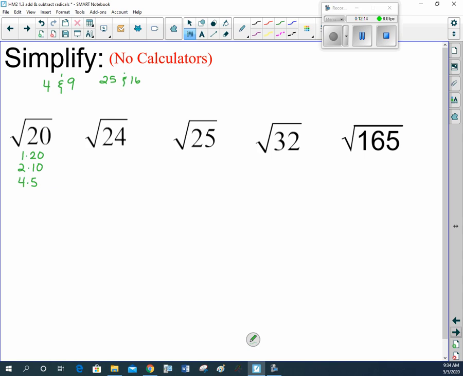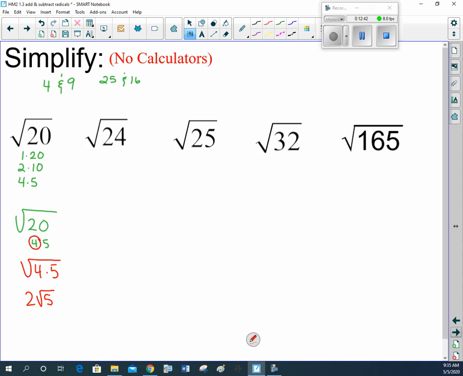So if I didn't want to write out these factor pairs like I've done here, I would maybe look at this 20 and I recognize right off the bat 4 times 5. 4 is a perfect square. It's on our list. 4 times 5 is 20. So if I'm going to rewrite that, that's the square root of 4 times 5. What's the square root of 4? 2. And then the square root of 5 stays there.